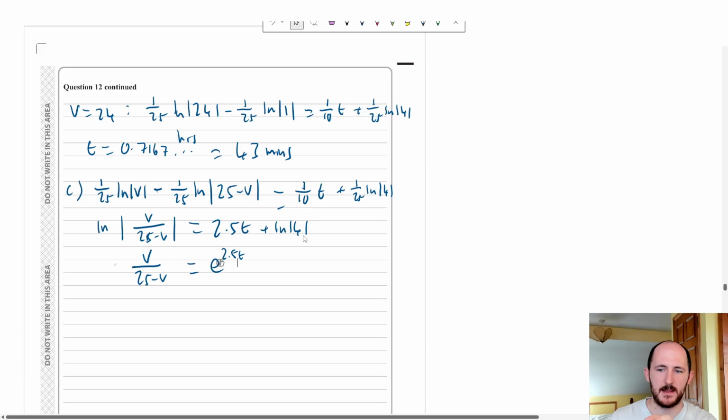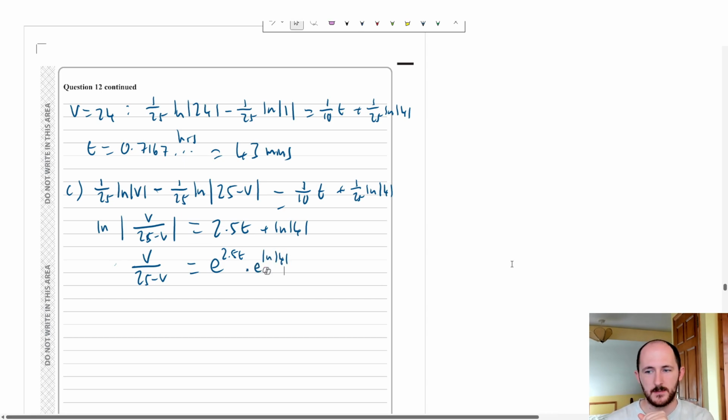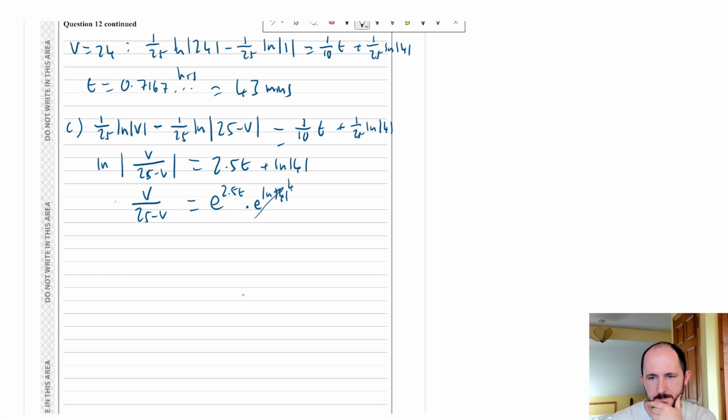Now, because this would be in a power, e to the 2.5t plus ln 4, I can write that again as a product of two exponentials, right? Because when you times two things with the same base, you add the powers. So that would go away to just be 4, so that's just 4e now.